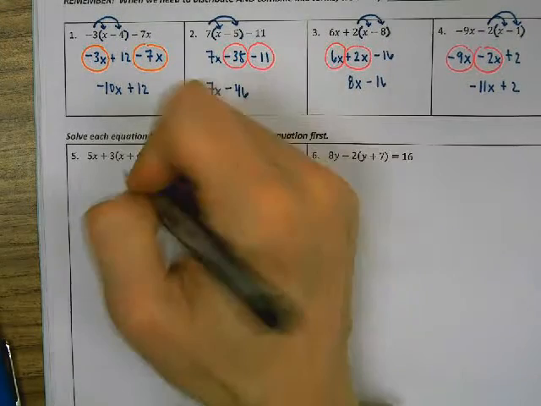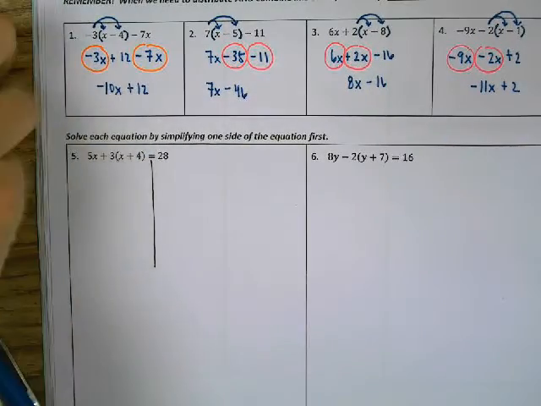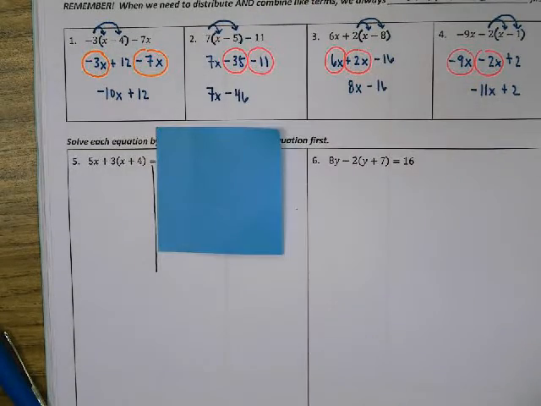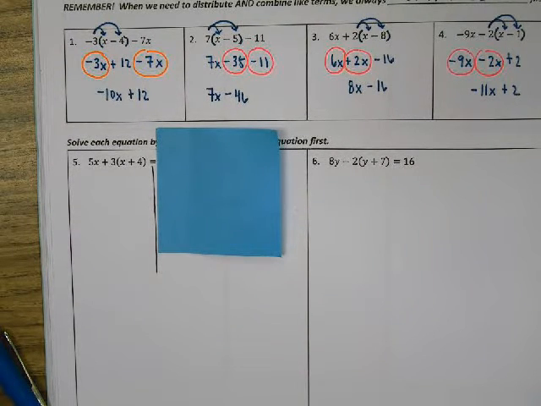So the first thing I do is I always draw my line to keep myself nice and organized. And again, this side just has the 28. I don't even bother with this side quite yet. I'm going to be working just on the left side of my equation.